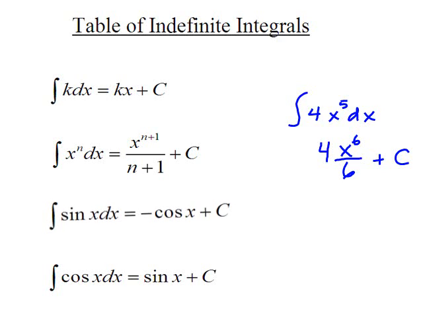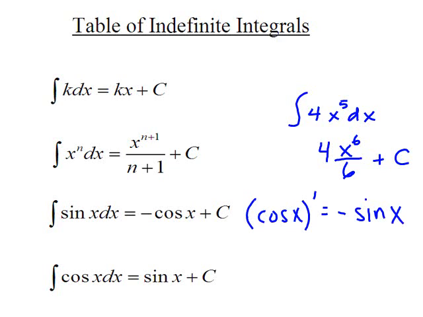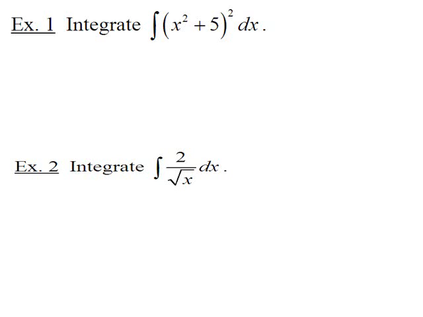In the next formula, the integral of sine is negative cosine because the derivative of cosine is negative sine. And in the last formula, the integral of cosine is sine because the derivative of sine is cosine. Just as the act of finding the derivative is to differentiate, the act of finding the integral is to integrate.